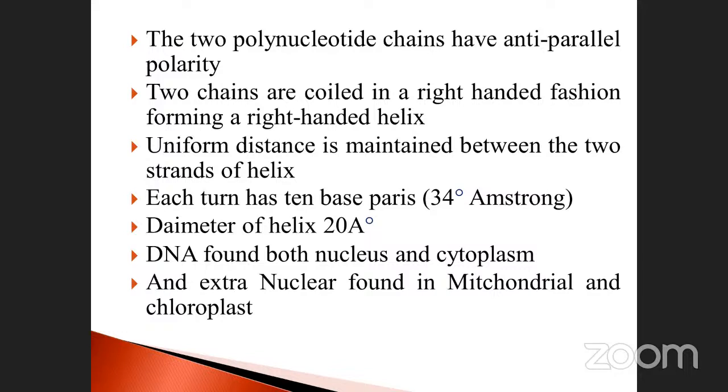Each and every turn has 10 base pairs. Don't forget, my dear. Each turn, see how many base pairs is that? 10 base pairs are there.